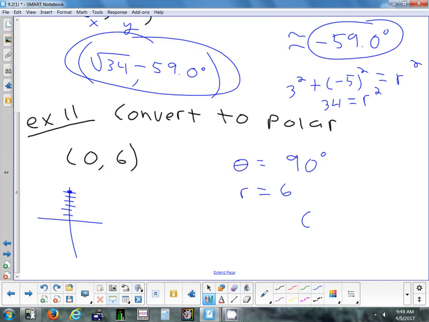So in polar, you went 6 units and then 90 degrees counterclockwise. And that's your point. Okay. 3 other ways to write that. And then if you include all the ways you could do it in radians, you could do it 4 more ways. But that's just changing degrees to radians. Okay. So any questions on converting rectangular to polar?